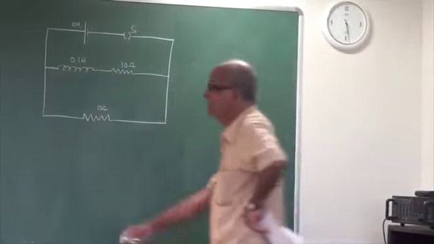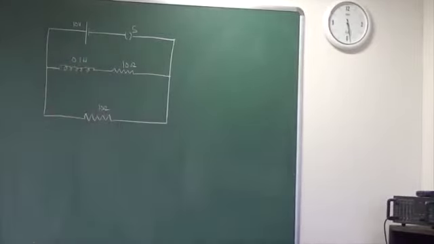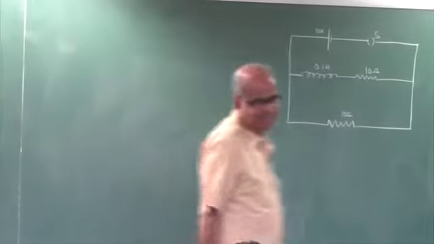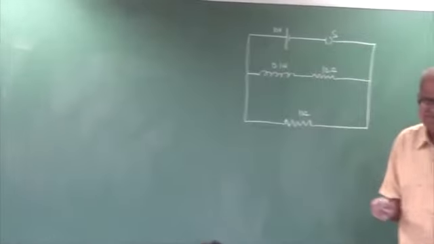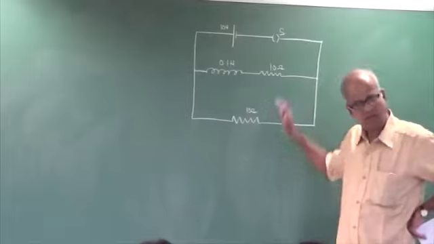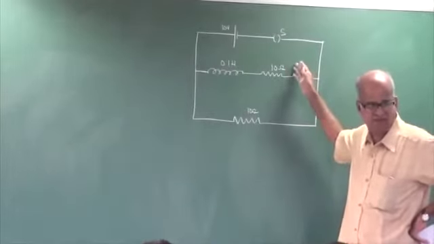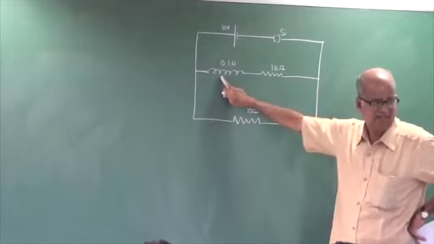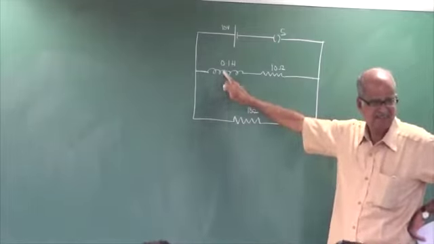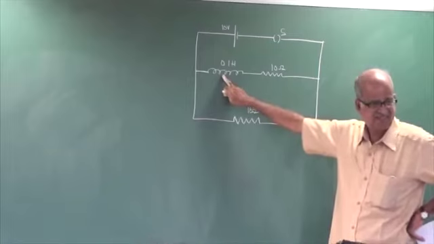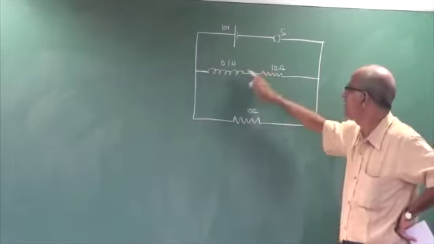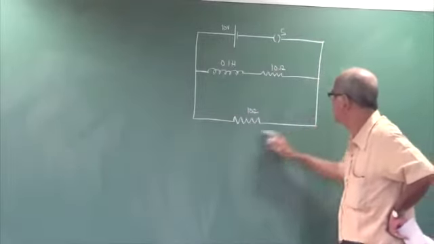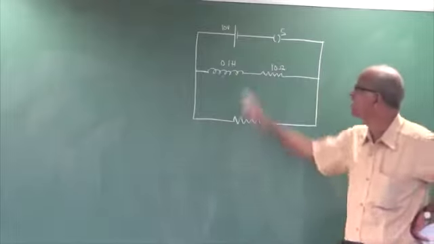One amp is the right answer. How do you get it? See, current is maximum after a sufficient time after you close the key, because this will not play any role, correct now? This will act as a part of zero resistance. So you have closed this after a long time. There is a current flowing in this path. There is a current flowing in this path. So what is the total current?